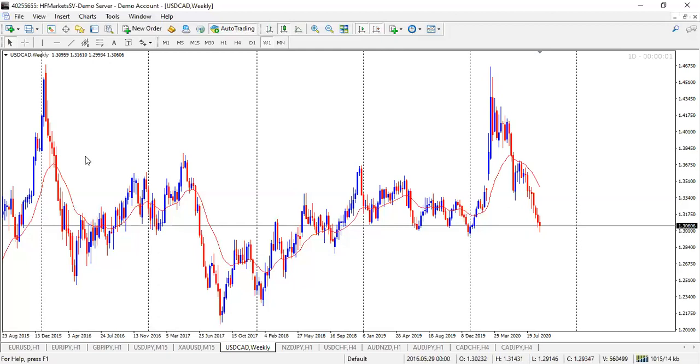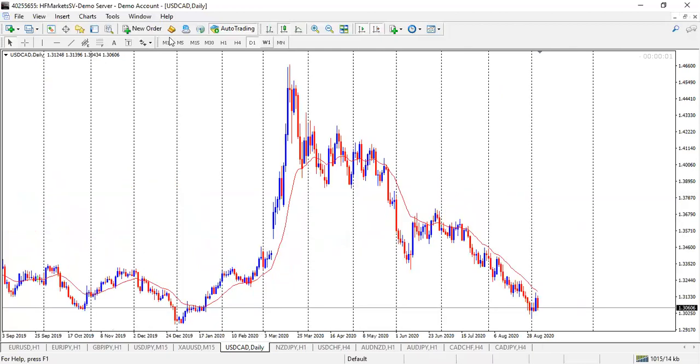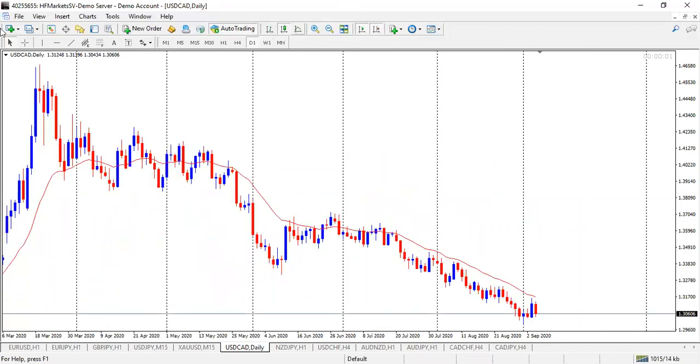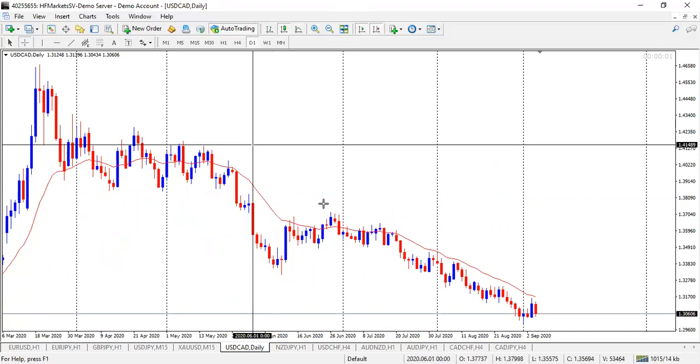So now let's continue. D1, let's zoom out a little bit. What is the space between two period separators? Let's check it out ourselves. Since every candle is 1 day, we have 22 days. That is a month. Why? Because the market is only open 5 days a week. So in this particular month, the market was open 22 days.